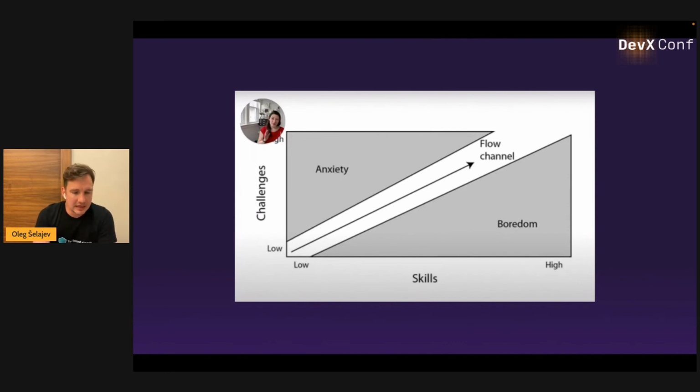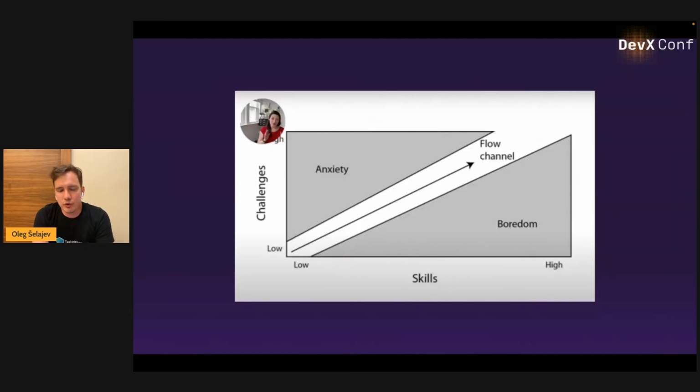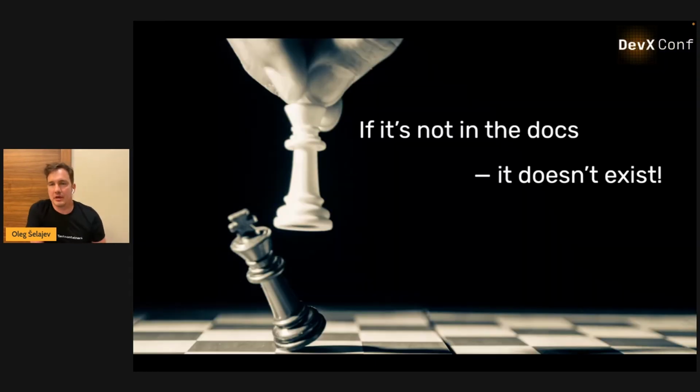So yeah, the problem, of course, with the generic API here is that if there is no module, then very often people think that the technology doesn't run with Testcontainers, which is a little bit of a shame, but there's nothing to do. If it's not in the documentation how you particularly run Redis, then it doesn't exist.